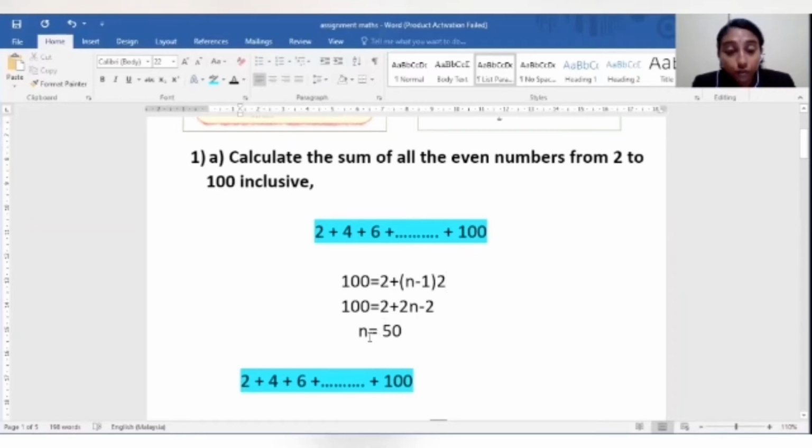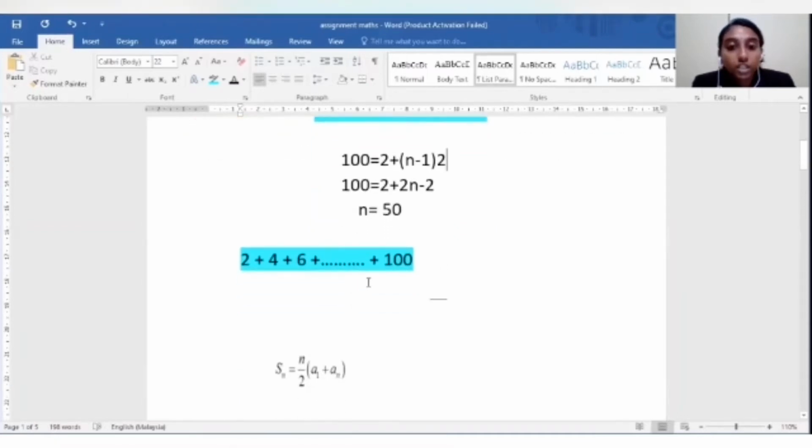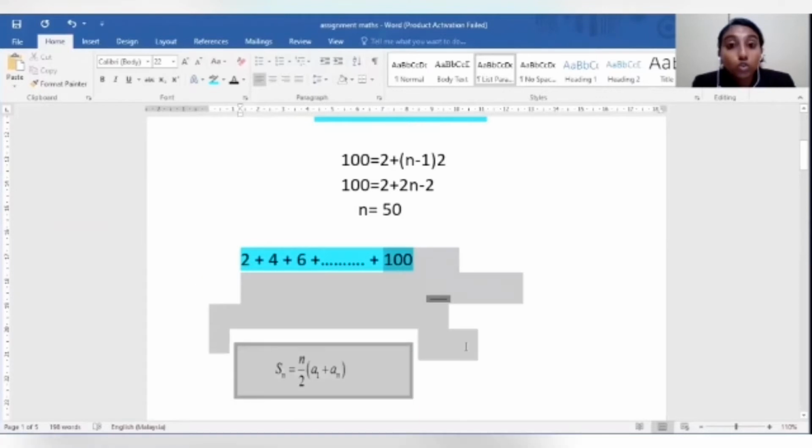How do I get 50? Because 2 negative 2 means 0. So 100 divided by 2 means 50. So we already get the n term. After we get the n term, it's actually easy to do the sum question.